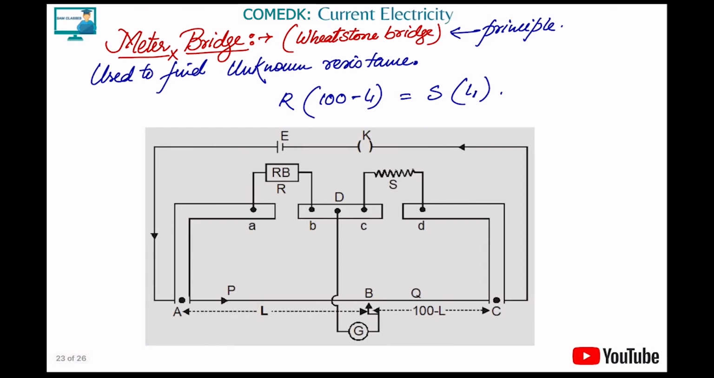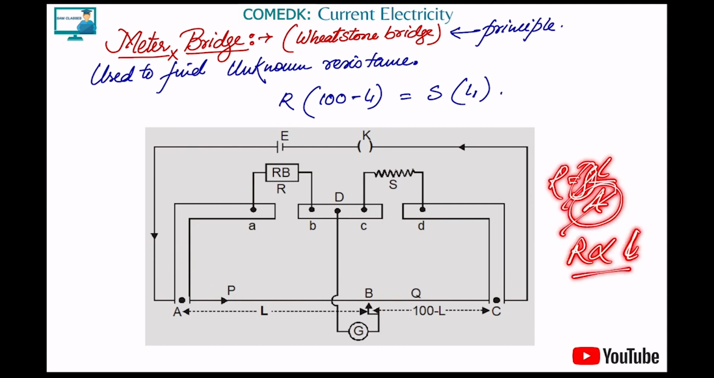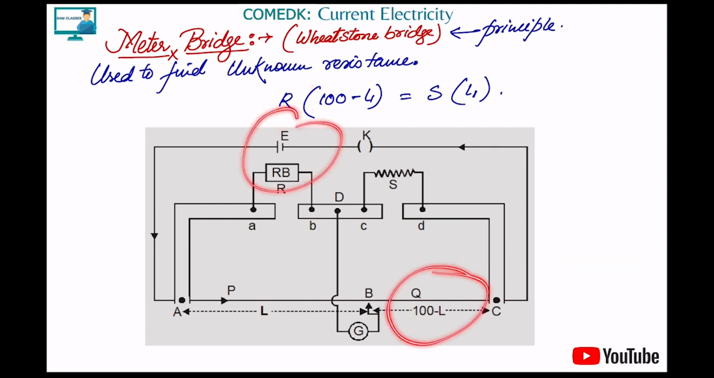Next, meter bridge. Meter bridge is very similar to the Wheatstone bridge. Instead of just resistance, here we have the length part which behaves like a resistance. We know R is equal to rho L by A, and if we keep the area and rho the same, R is directly proportional to L. So the length will behave as a resistance. So R into 100 minus L, opposite, is equal to S into L. That's it, done. Clear?